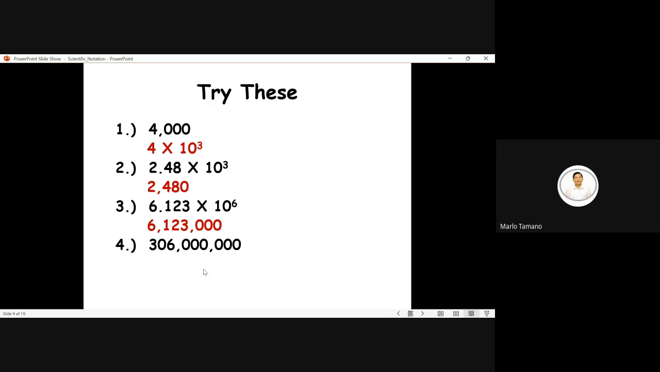Next, number 4, from standard form to scientific notation. Remember that is a whole number. 3.06 times 10 to the 8th power. To the 8. Okay, so 3.06 times 10 to the 8th power. That is correct. Okay? So meaning to say, nasusundan ninyo, no?